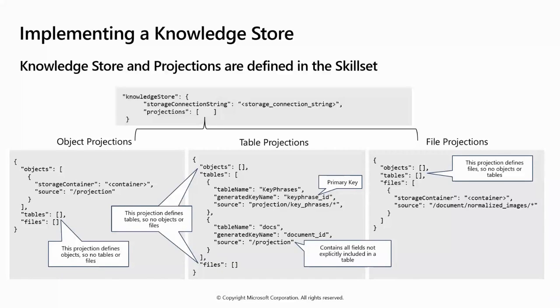However, keep in mind that you must define a different projection for each type of projection, even though each projection contains lists for tables, files, or objects. In a projection definition, projection types are mutually exclusive. Therefore, only one of the projection type lists can be populated. In all three types of projection, you must include one of each. Okay?